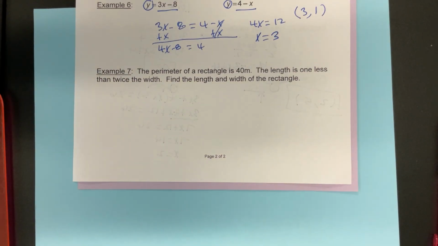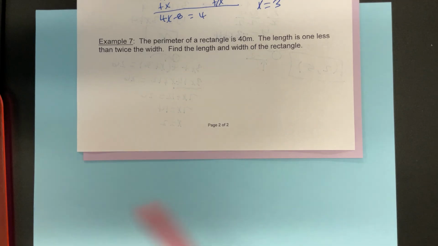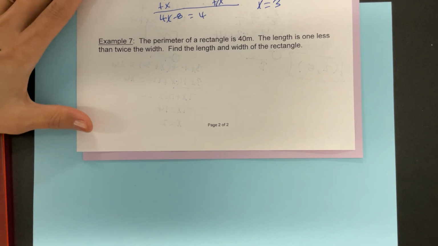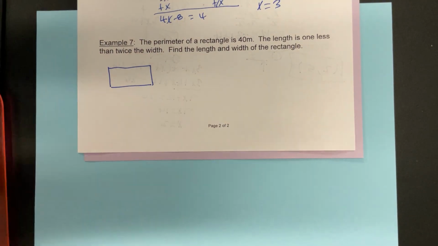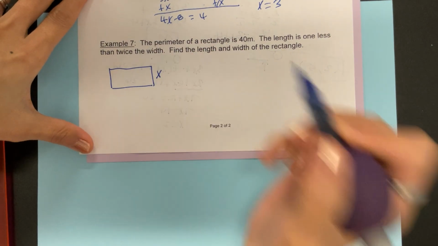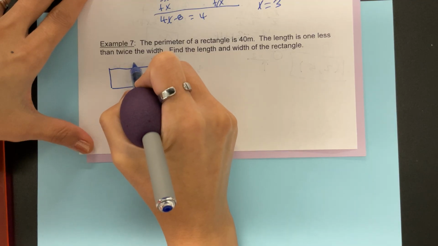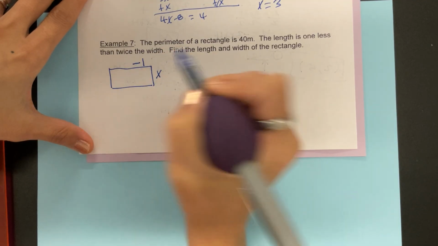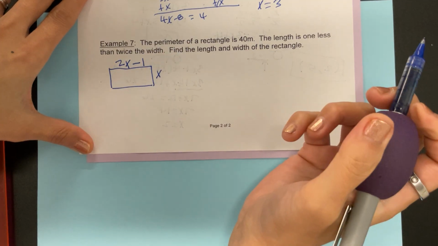Number 7. All right, Ian, let's read number 7, please. The perimeter of a rectangle is 40 meters. The length is 1 less than twice the width. Find the length and width of the rectangle. Okay, let's start with the picture. So it says the length is 1 less than twice the width. So if I call this one x, 1 less than, how do I write 1 less than in algebra 1? Minus 1 at the end. Twice its partner means 2x. Do we all see that?